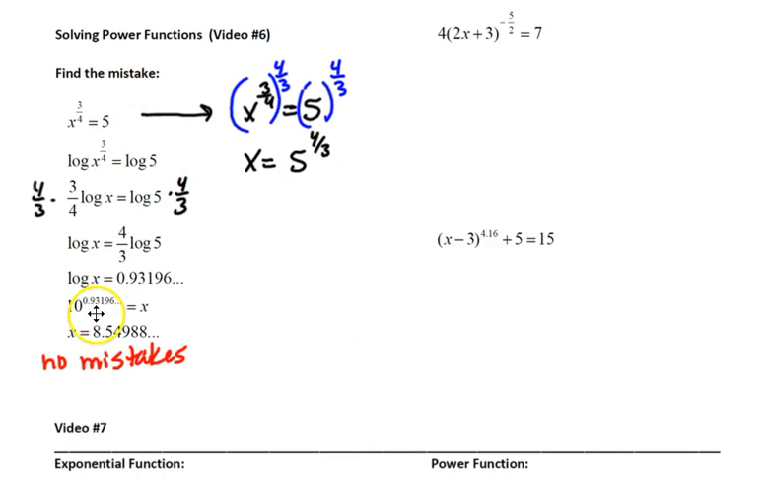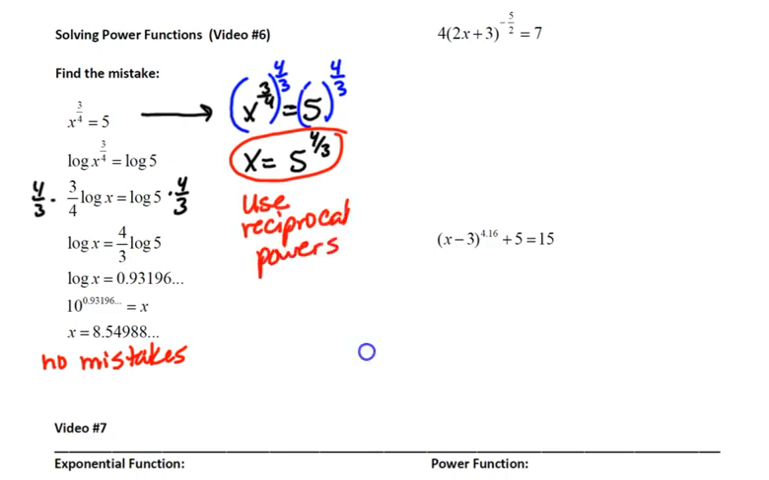So what was wrong in here was not that anything was wrong. You can do the problem this way. It's just not the most efficient way to do the problem. So this is how I would recommend solving a power function. Use reciprocal powers.